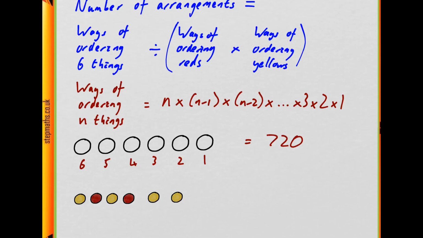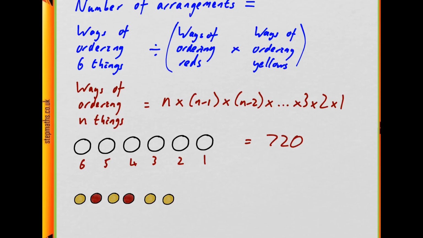So if I counted the number of ways of ordering 6 things, I would have counted the 2 arrangements I've just shown as 2 separate things, but they should actually be 1. And that's because any way of changing the order that keeps the colours the same will have been counted as a separate thing, even though it doesn't count as a different arrangement.